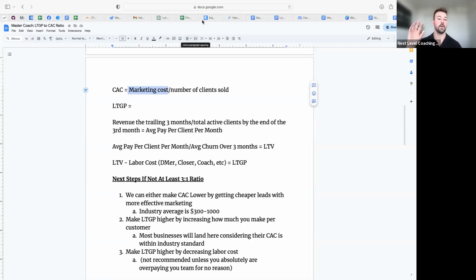All right, so if you're on the call and you're not running ads yet, still pay attention and take notes, because the goal of you being a master coach is eventually you are going to run ads and you're going to want to have these equations.